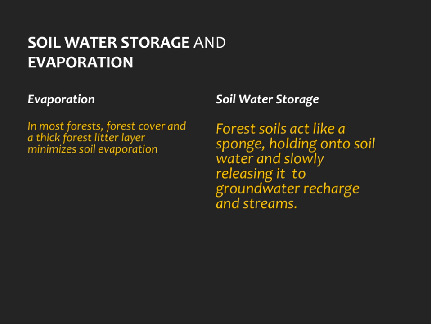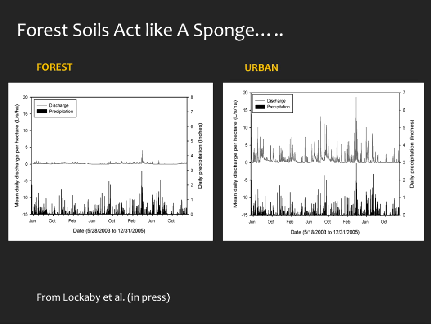Now the water that's not used by transpiration is essentially either evaporated out through the forest floor. That is a very low amount in most forests because the forest cover and thick forest litter layer minimizes soil evaporation. But what is a really important process in forests is the soil water storage component. The analogy is that the forest soils act like a sponge, holding on to the soil water and slowly releasing it to groundwater recharge and streams. And this process is really what's going on in these two graphs that I show here.